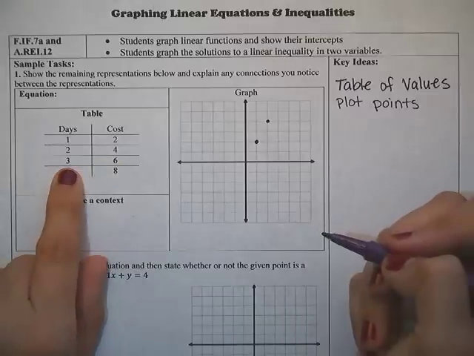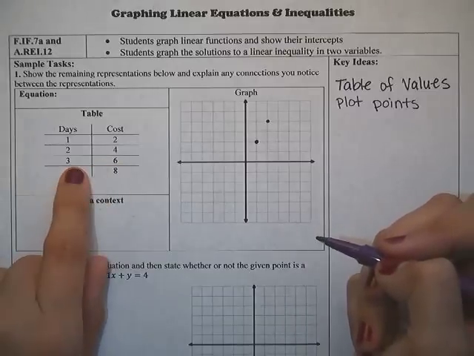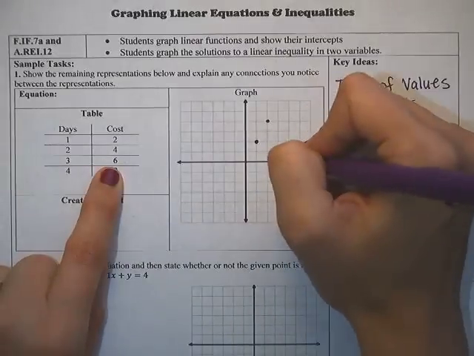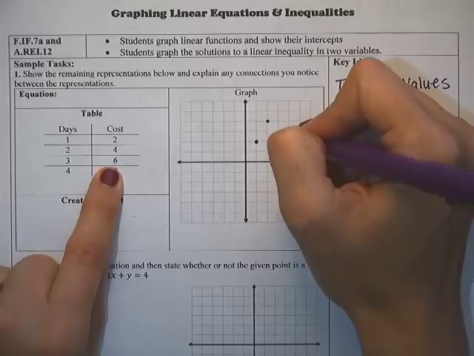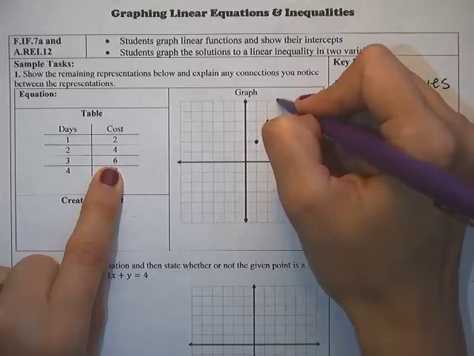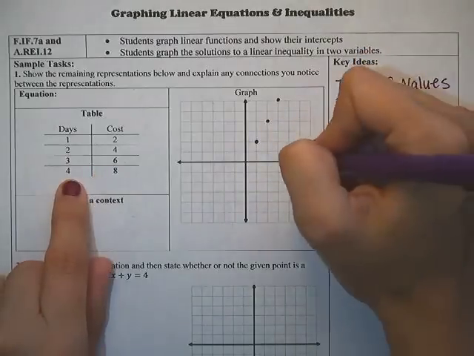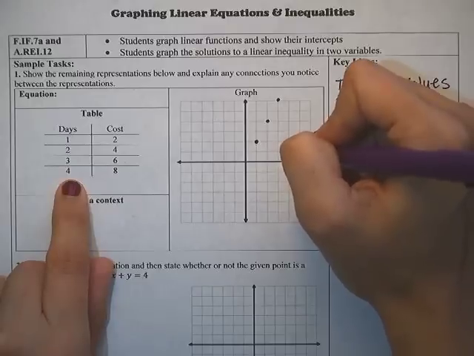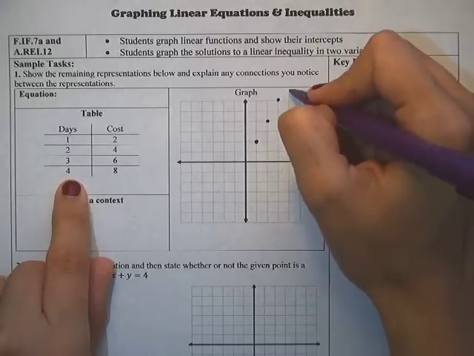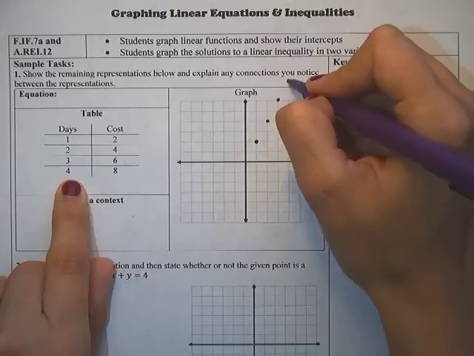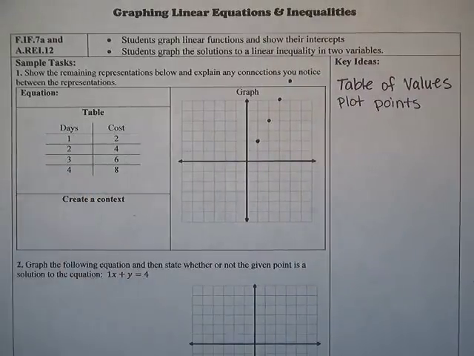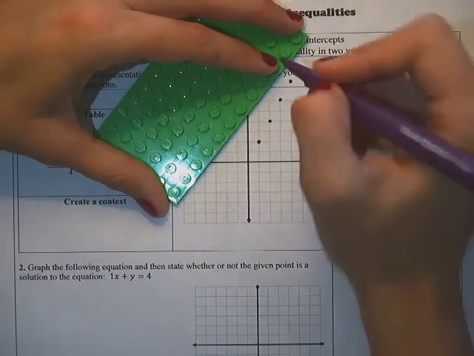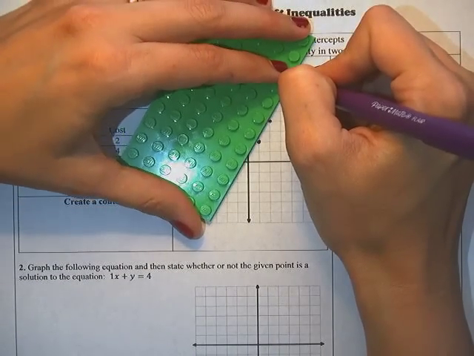The next coordinate is 3, 6. So I go over 3, up 1, 2, 3, 4, 5, 6. The last one's going to be a little bit off the charts, but I can visualize where it is. 1, 2, 3, 4, 5, 6, 7, 8. So about here.